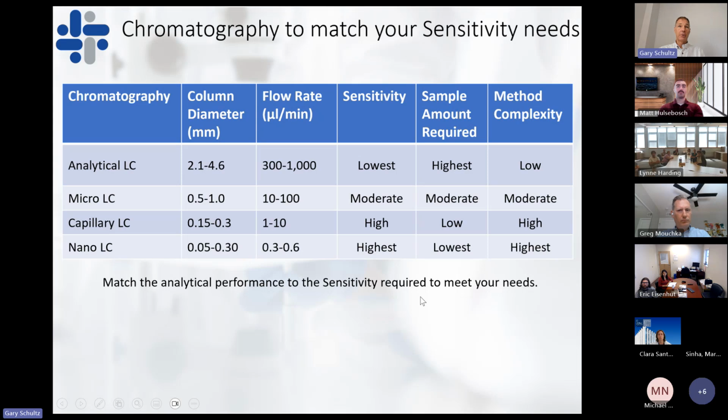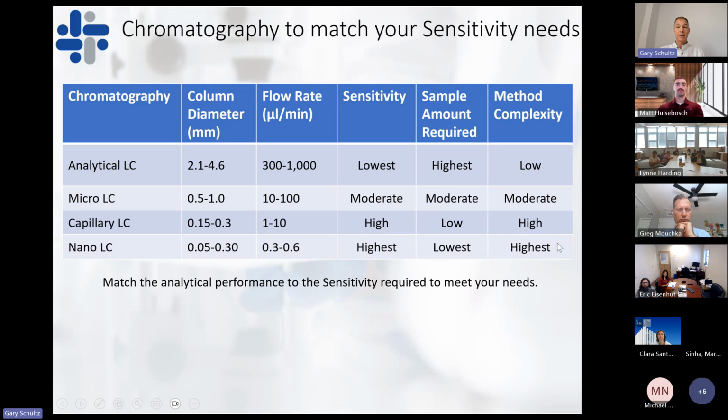So in the end, what we want to do is choose the column diameter to match the system requirements for any particular method. If you have a lot of sample and moderate or low sensitivity requirements, we can get away with using a 2.1 to 4.6 millimeter column. But if you have a limited amount of sample or require trace sensitivity, we have to migrate toward capillary and nano-LC columns. And as we do that, the complexity of the method increases significantly.